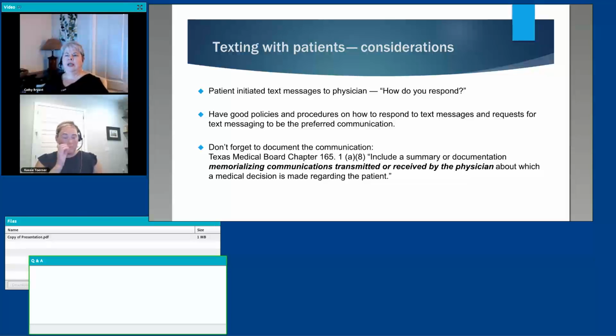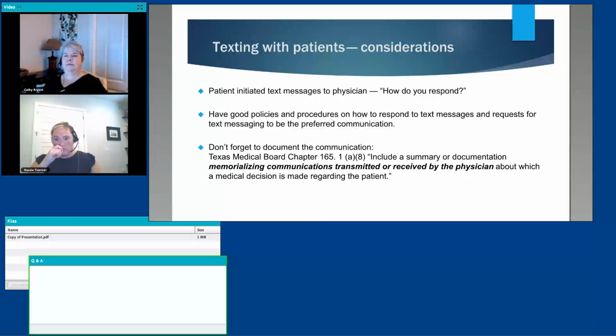There are certain populations that may prefer text messaging as their method of communication. A few years ago, we worked with a client who specialized in the hearing impaired population, and so those patients often were requesting for information to be text messaged. We were fortunate in that the physician did find a secure messaging application that he could use for his patients.